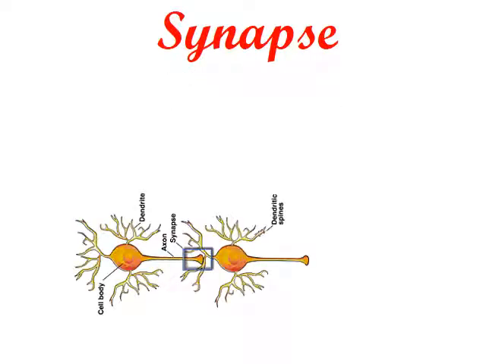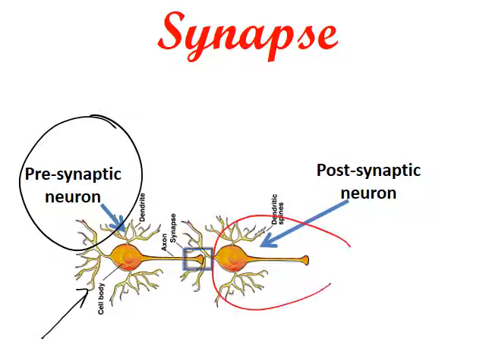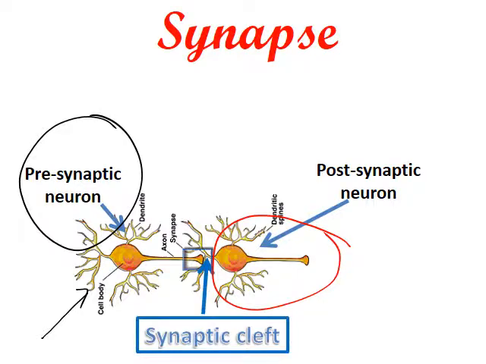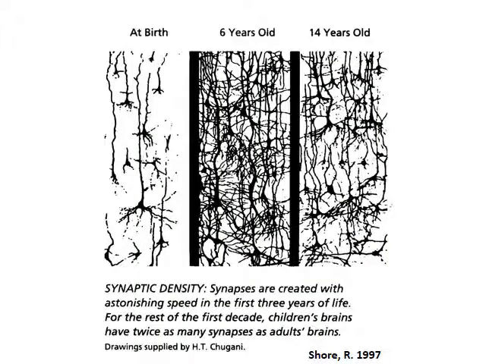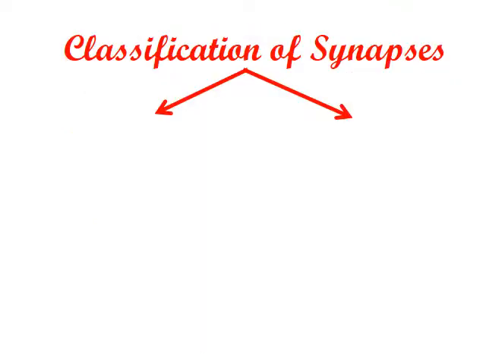We have the structure of the synapse. We have a presynaptic neuron, which is before the synapse. This is the presynaptic neuron. We have the postsynaptic neuron, which follows the synapse. And in the middle, we have the synaptic cleft. This shows the synaptic density in persons at birth, 6 years old and 14 years old, and these figures show the difference related to the synaptic density.